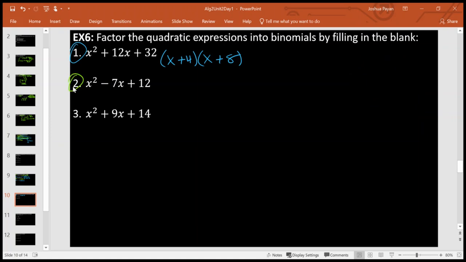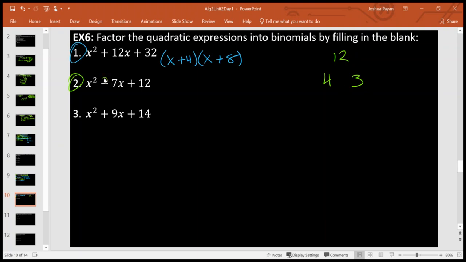Okay, so here, again, we see a is equal to 1, c is equal to 12. So again, we're looking for the factors of 12 that will combine to give us b. So the factors of c that combine to give us b. In this case, b is negative 7. So we know it's going to probably be 4 and 3. 4 combines with 3 to give me a 7. 4 times 3 gives me a 12.